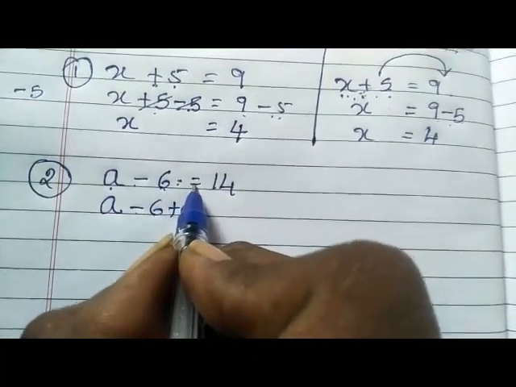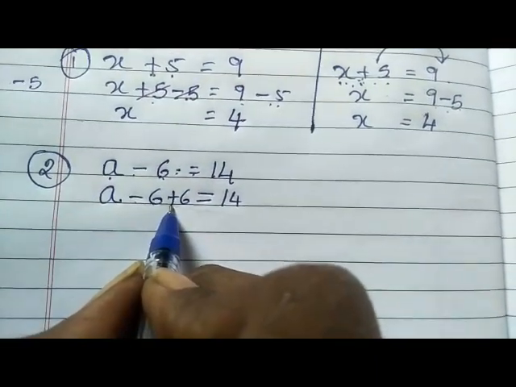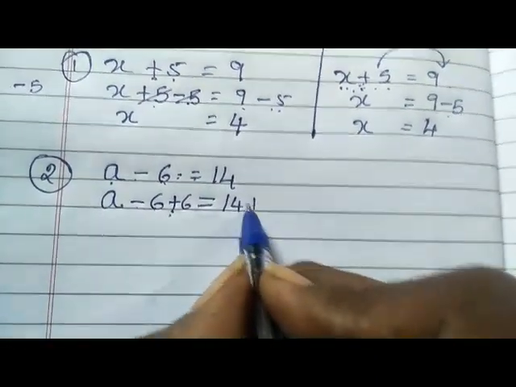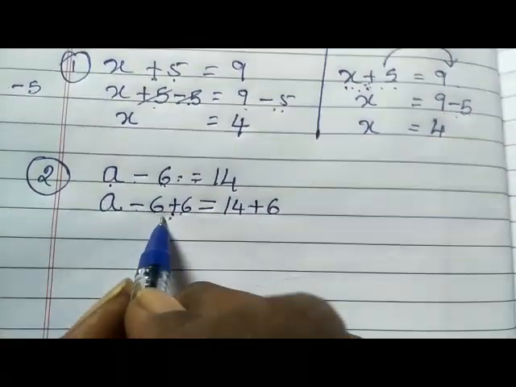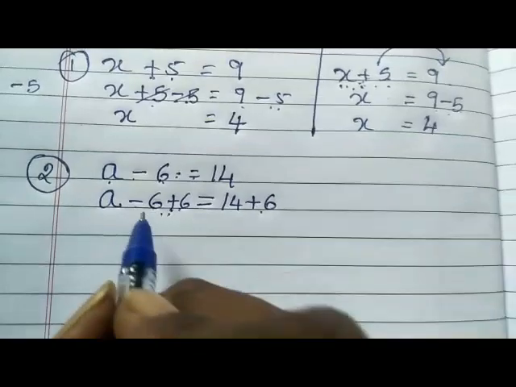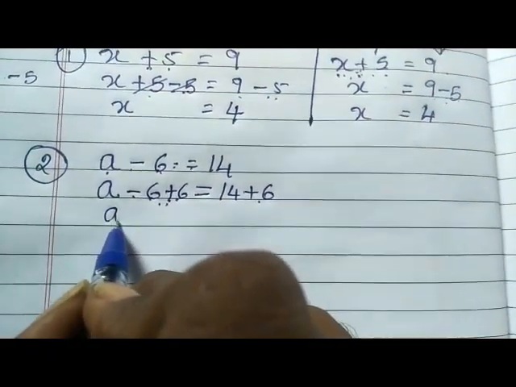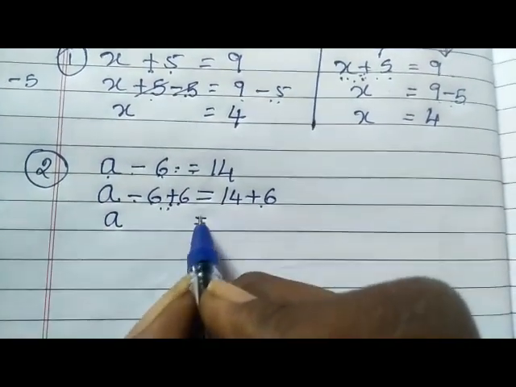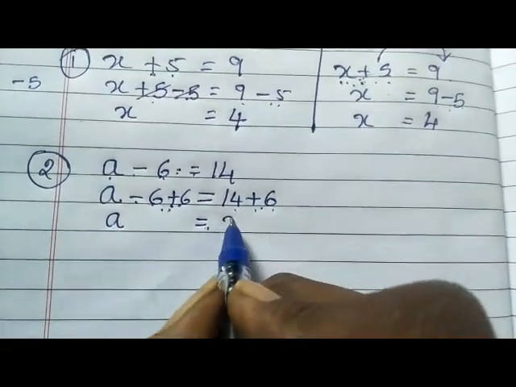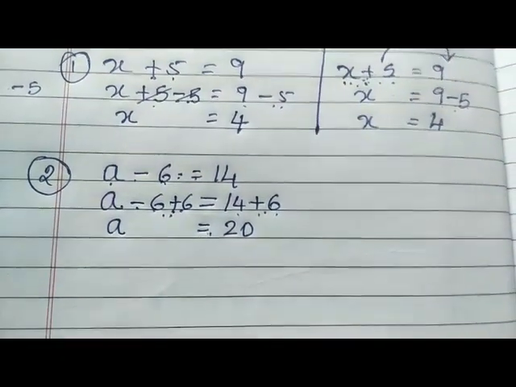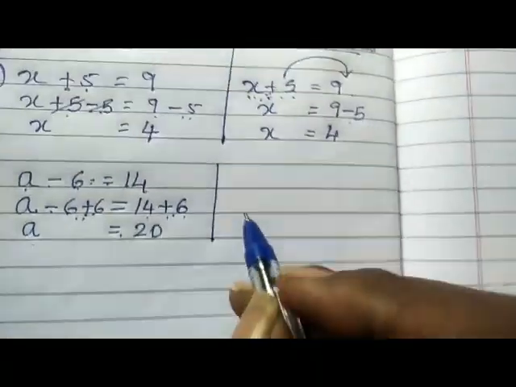So what is the next number? It is equal sign 14. This plus 6 you have to write on the left side as well as on the right side. Here also plus 6. On the left side also plus 6, on the right side also plus 6. Minus 6 plus 6 is 0. So what is remaining? A. Then equal. Don't forget to write this equal sign. 14 plus 6 is how much? 20. Understood? So the value of a is 20. Let's do it by the second method.